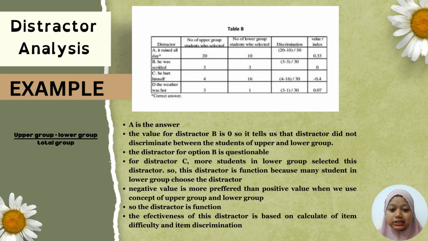Why? Because a negative value is more preferred than a positive value when we use the concept of upper group and lower group. So it means that the distractor is functioning. How can we know whether it is a good distractor or a bad distractor? The effectiveness of a distractor is based on the calculation of item difficulty and also item discrimination.